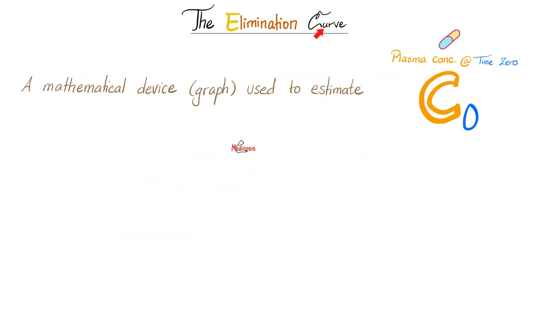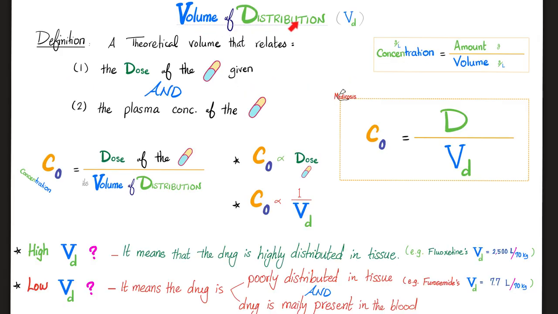Now let's talk about the elimination curve. It's a mathematical graph used to estimate, not to measure. We're estimating. We are hypothesizing. We are postulating what? C0. What the flip is that? It's the plasma concentration of the drug at time 0 in the beginning. Remember when we talked about the volume of distribution?